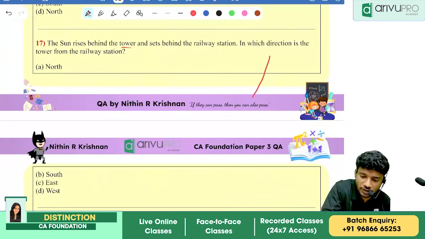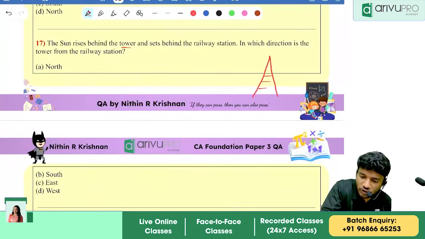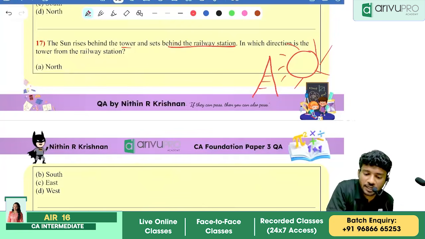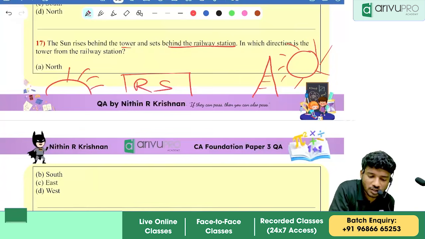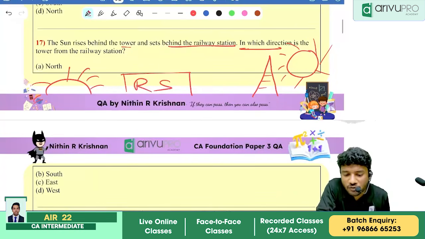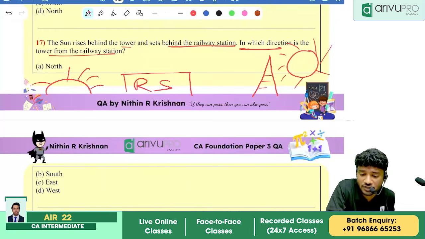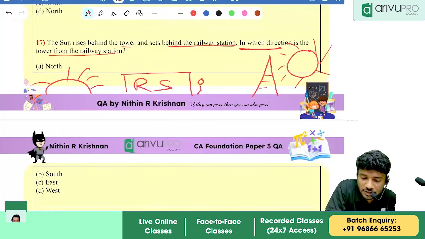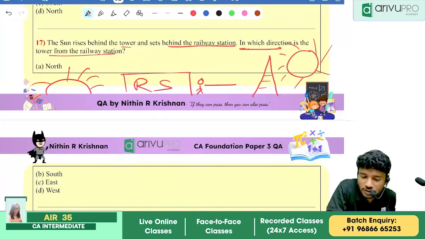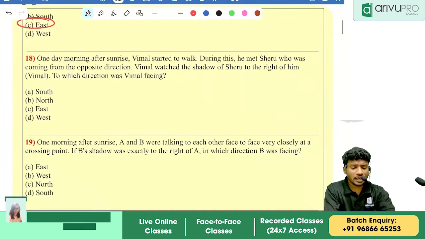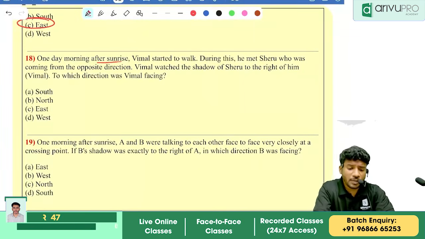Sun rises behind the tower. A tower is there. Then sunset behind the railway station. A railway station is there. Sun is setting here. Now the question is, in which direction is the tower from the railway station? A person is here. He wants to go to the tower. Which direction will he go? East direction. Answer is east.